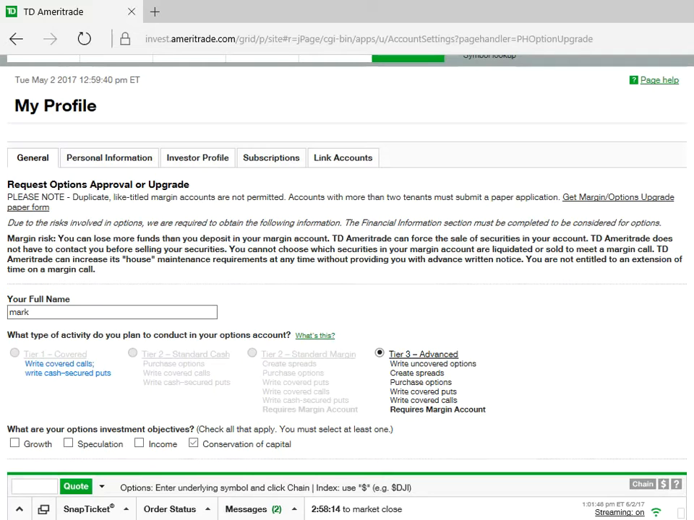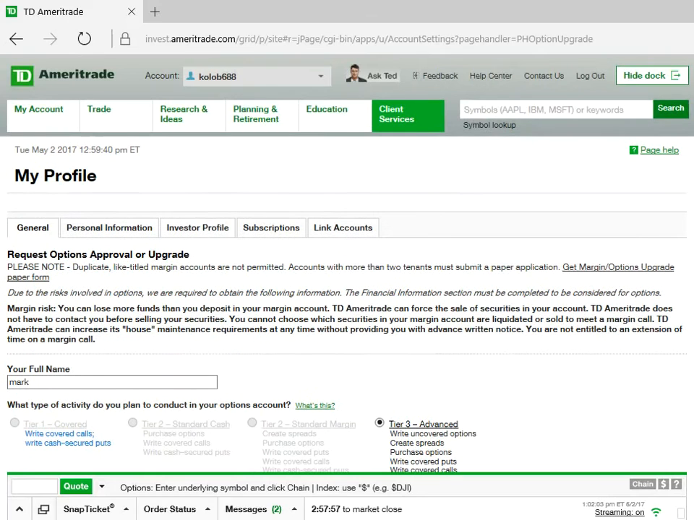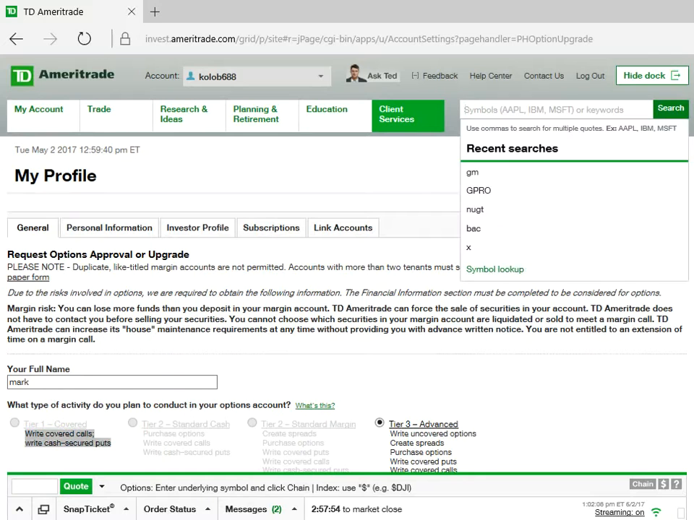And the key is that they are covered. Okay, and so Tier 1 or level 1 is the lowest or the most basic. It has the least amount of risk. You cannot lose money on the option. You can only lose money on the underlying stock value. Okay, and so I'll give you an example on how to do that.